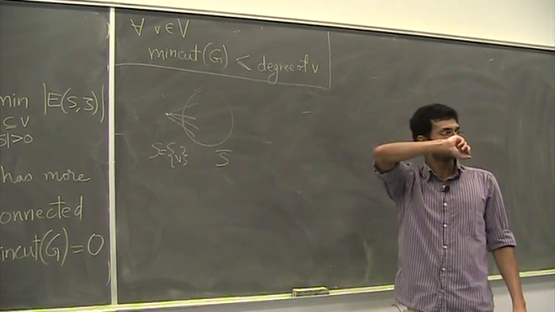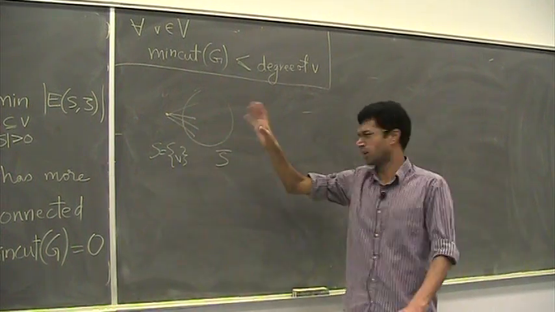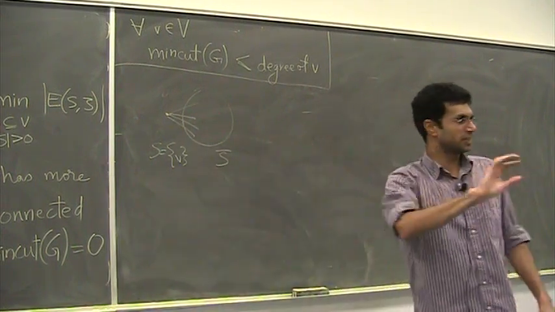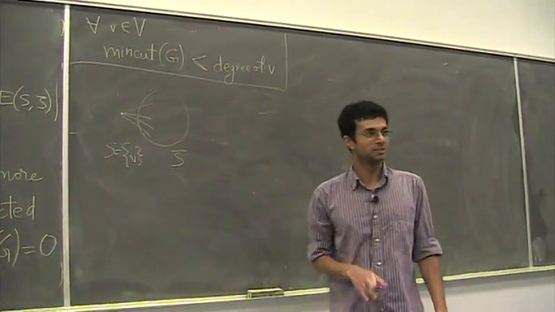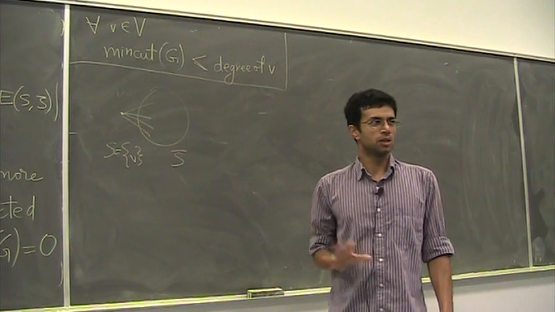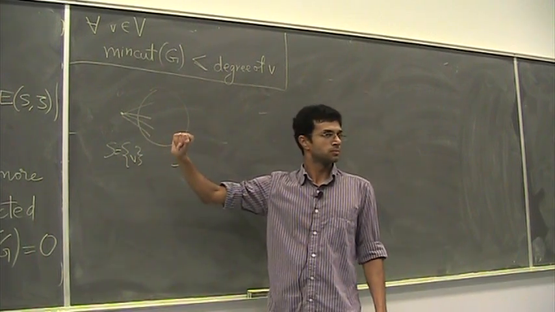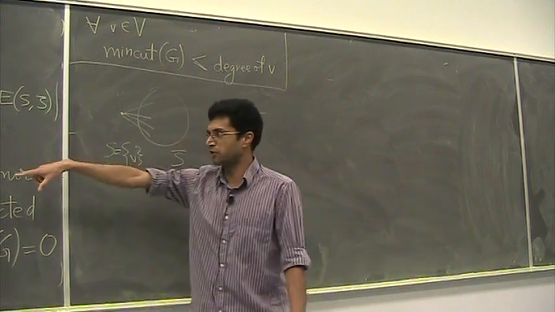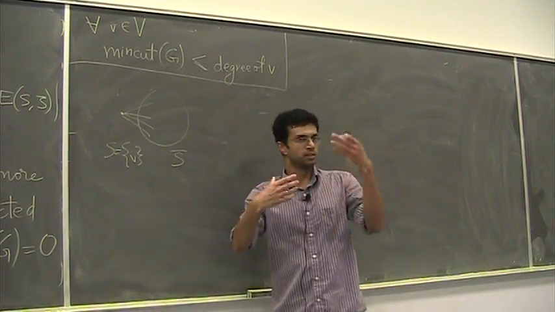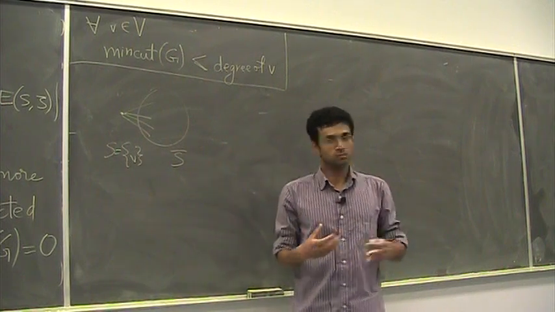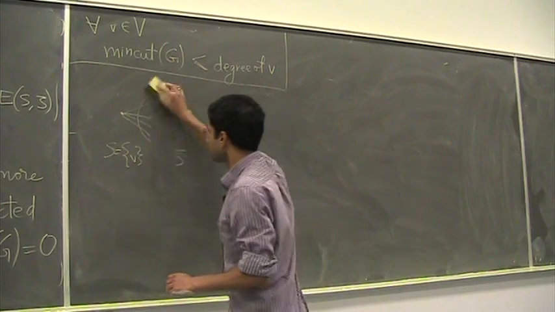So the degree being how many connections? Yes, the degree is the number of connections. Stop me if I say some graph theoretic thing that you haven't heard. So you're given a graph and you basically want to find a way of cutting it into two parts, minimizing the number of edges in between. Min cut.